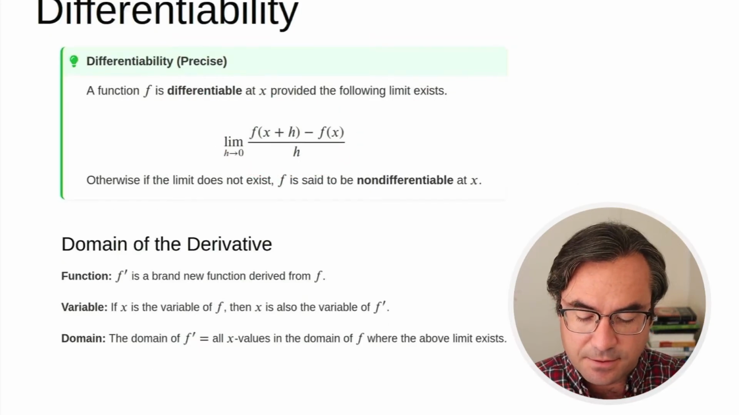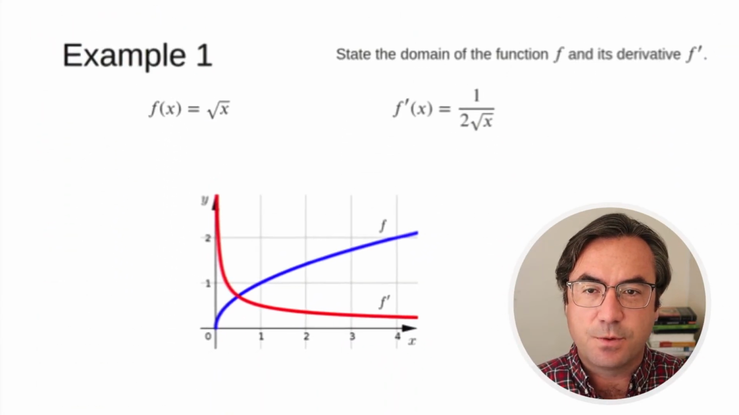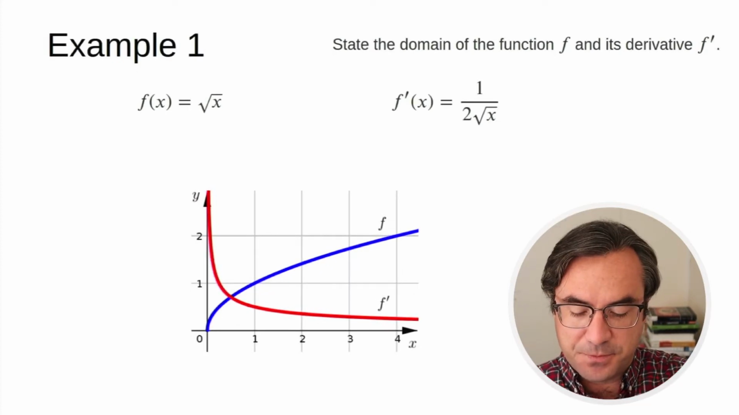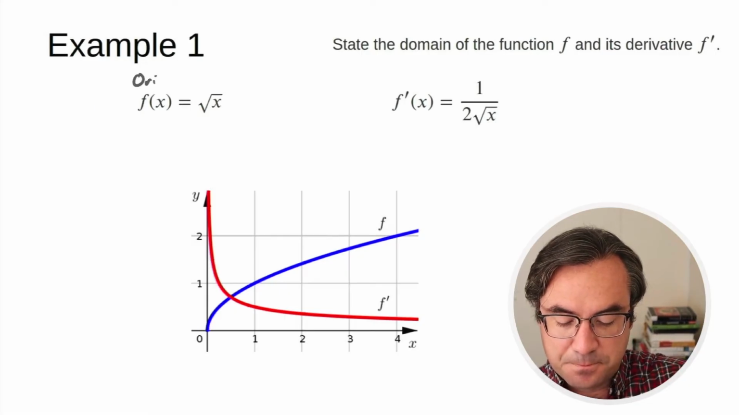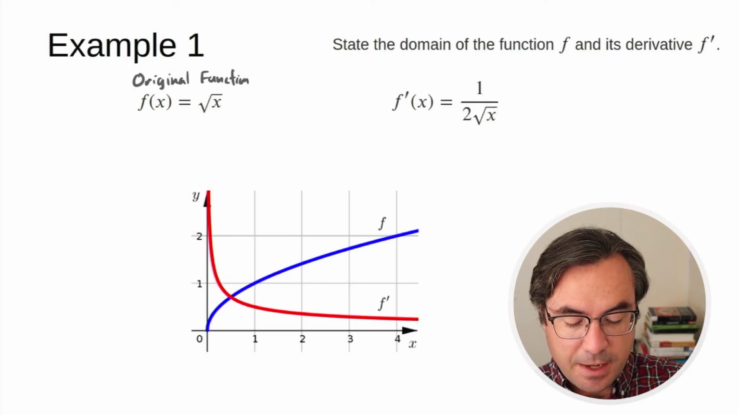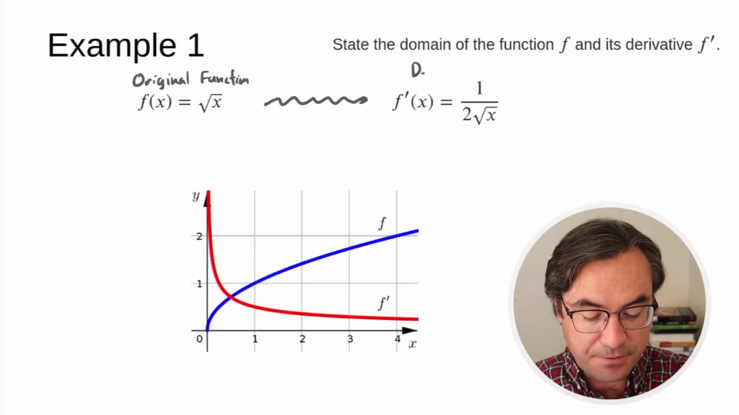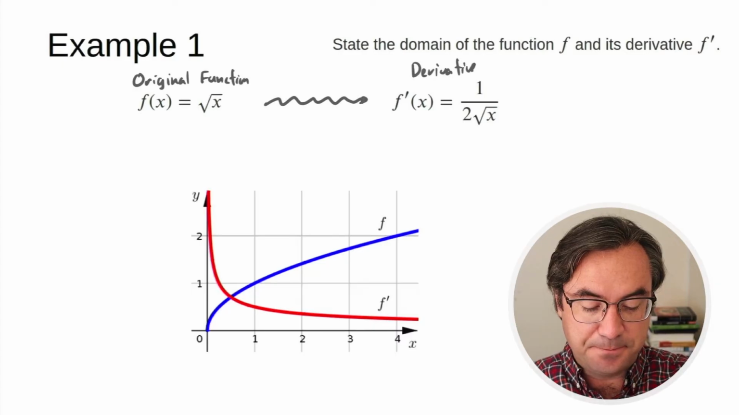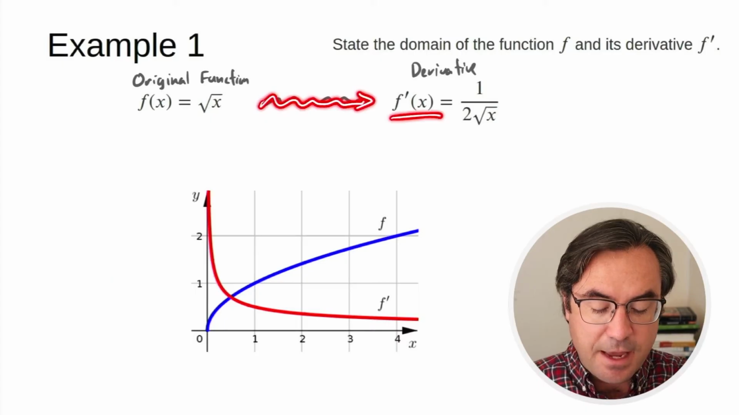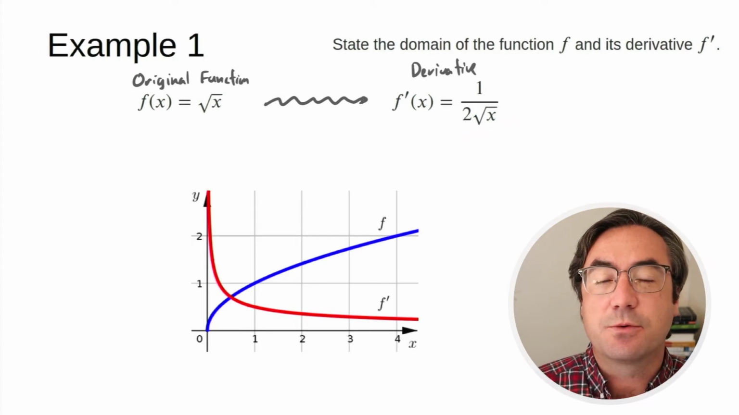So let's look at the function we were just working with, square root x. This is our original function. And we went through that whole differentiation process, and we ended up with its derivative. So this is what we just did. So our original function was square root x. We went through and calculated that limit, and we found that its derivative, f prime of x, was 1 over 2 times square root x.